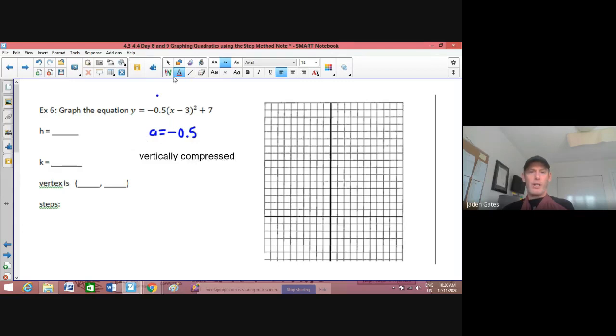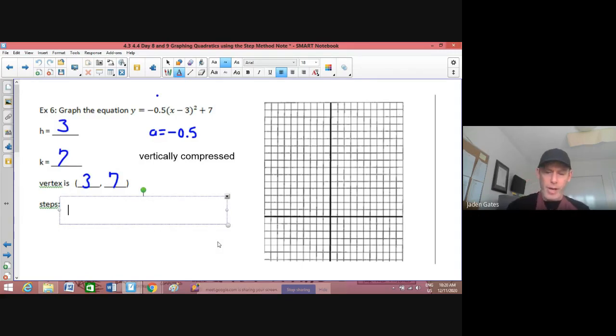Look at the H value. It's 3. It's shifted right 3 and up 7. All right. So that means our vertex is going to be 3, 7. So that's one part. And then my steps. All right. So let's see. 1 times negative 0.5. That's negative 0.5. That first step always tells you what your A value is. Then 3 times negative 0.5 is negative 1.5. And then 5 times negative 0.5, negative 2.5.